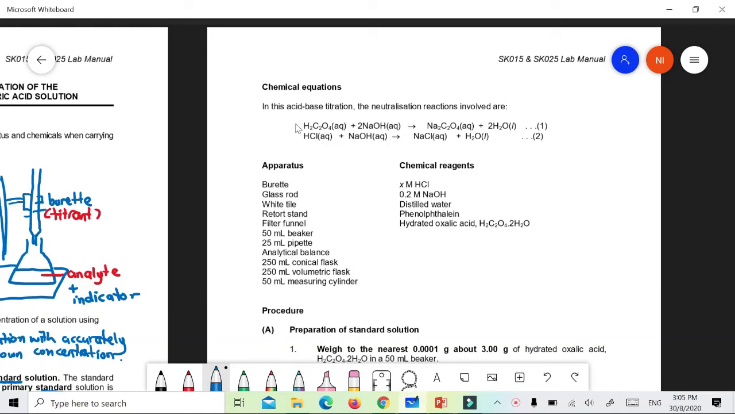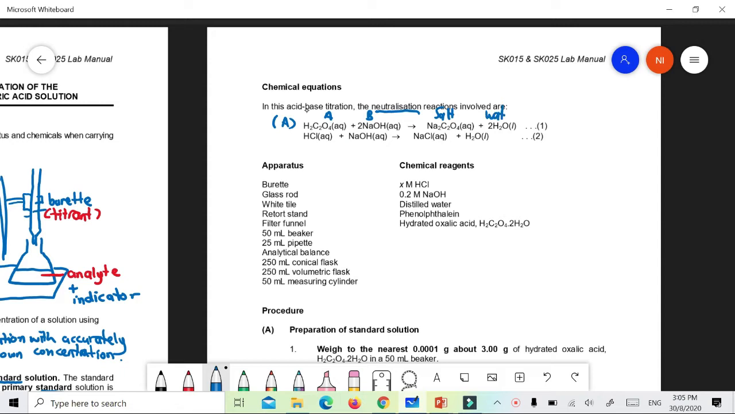Okay class, like we did in the intro part, in this acid-base titration, the neutralization reactions involved are, so this is part A, where we are going to titrate oxalic acid with sodium hydroxide. Acid plus base produces salt and water.